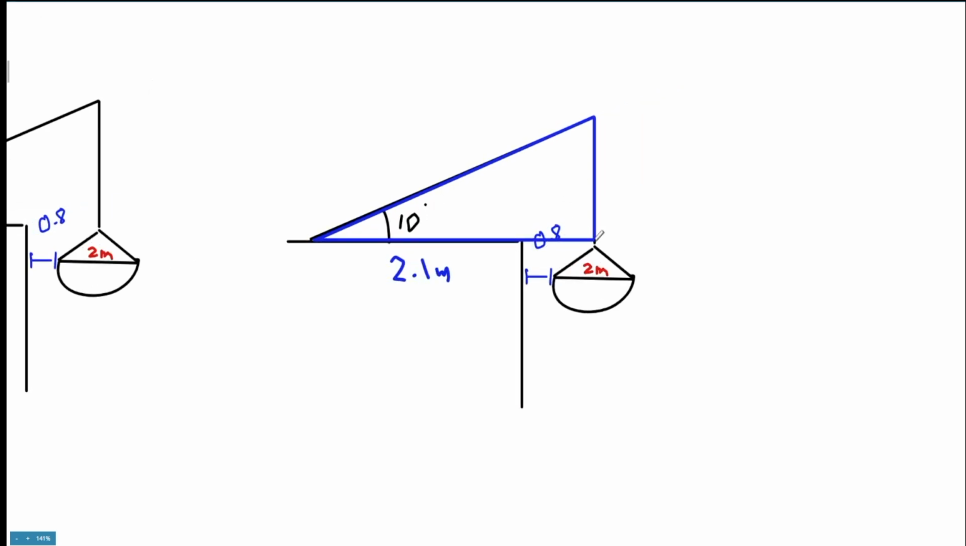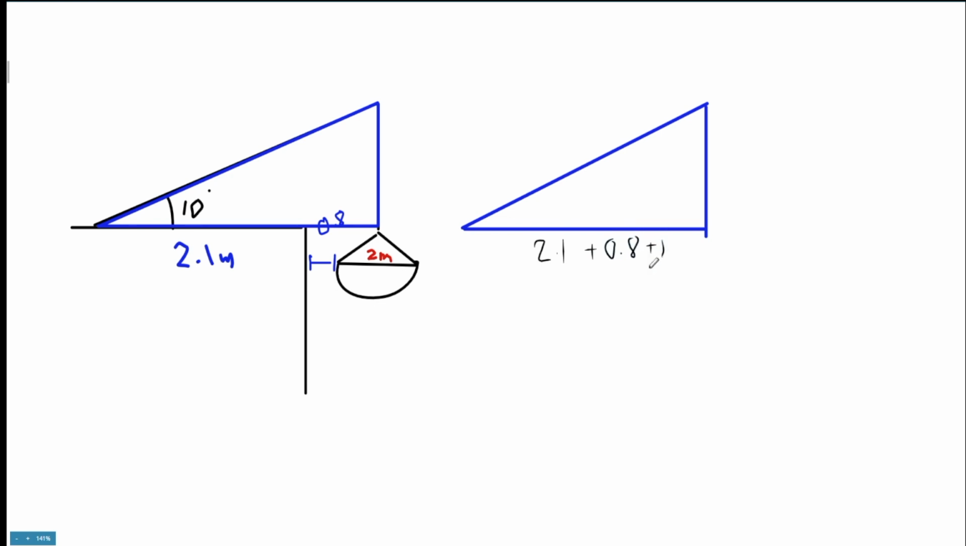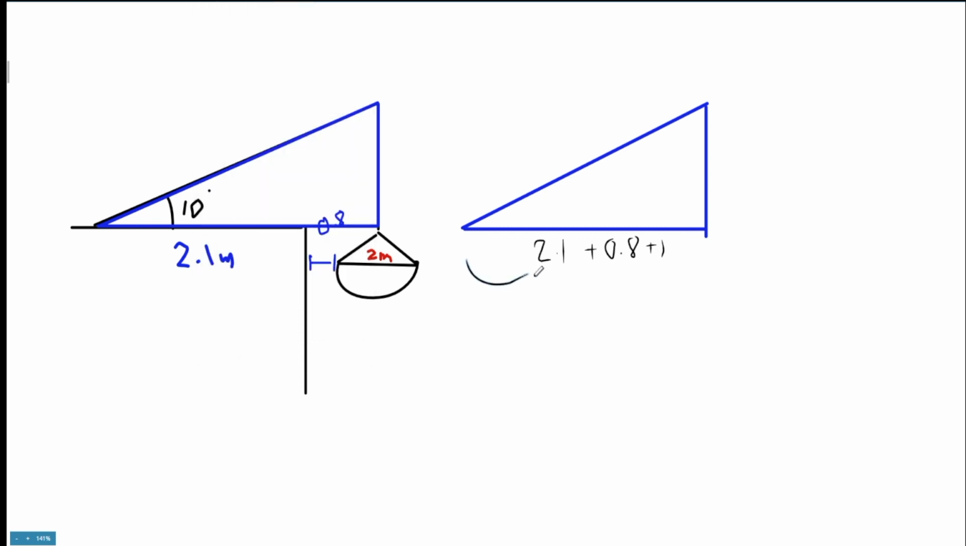And then I know this is 0.8. And I know this is going to be 1 meter more because the lifeboat is 2 meters across. So it must be half a meter here. So I can put all that stuff together and we can draw just that triangle by itself. This is going to be 2.1 plus 0.8 plus 1. That's equal to 3.9 meters. Great. So the whole thing has to be 3.9 meters and this angle here has to be 10 degrees.